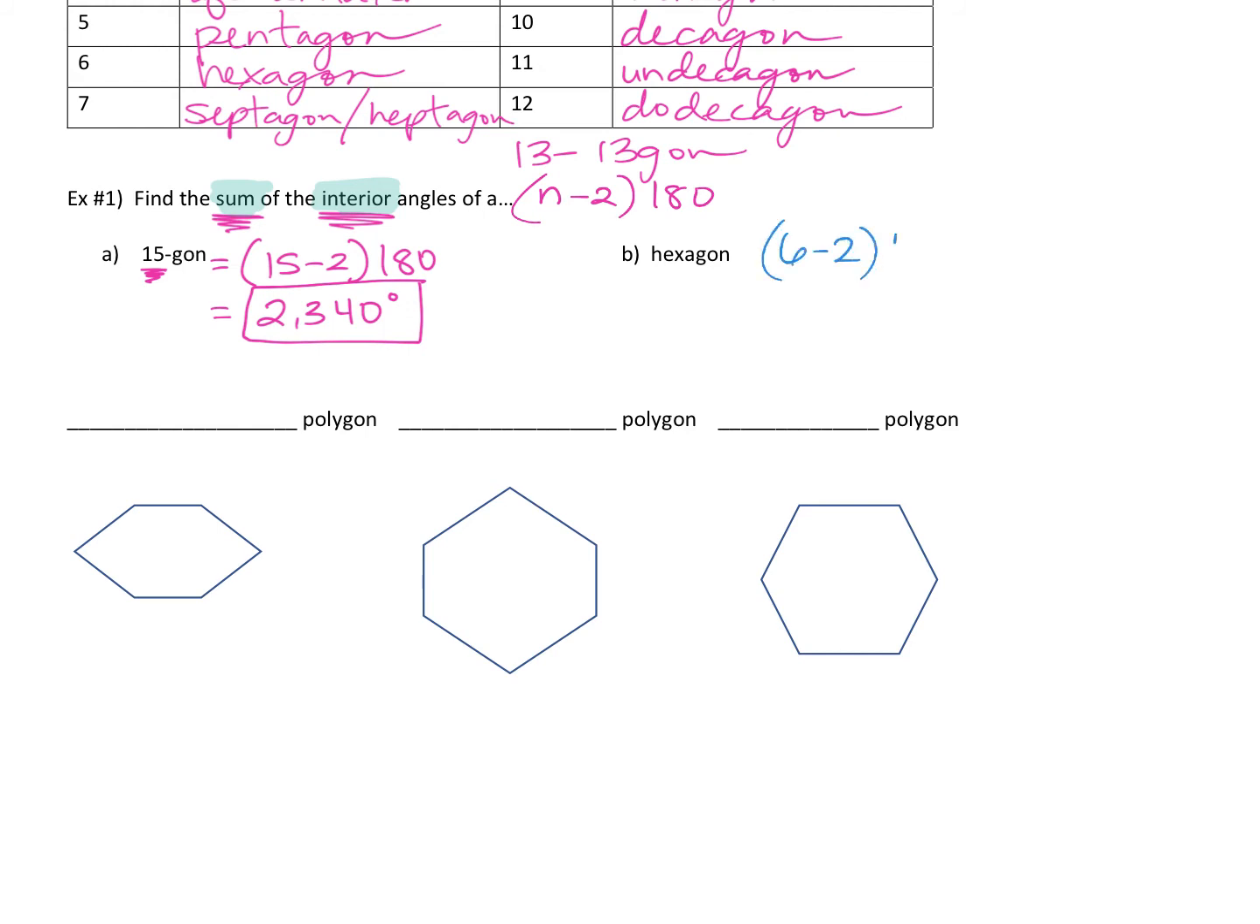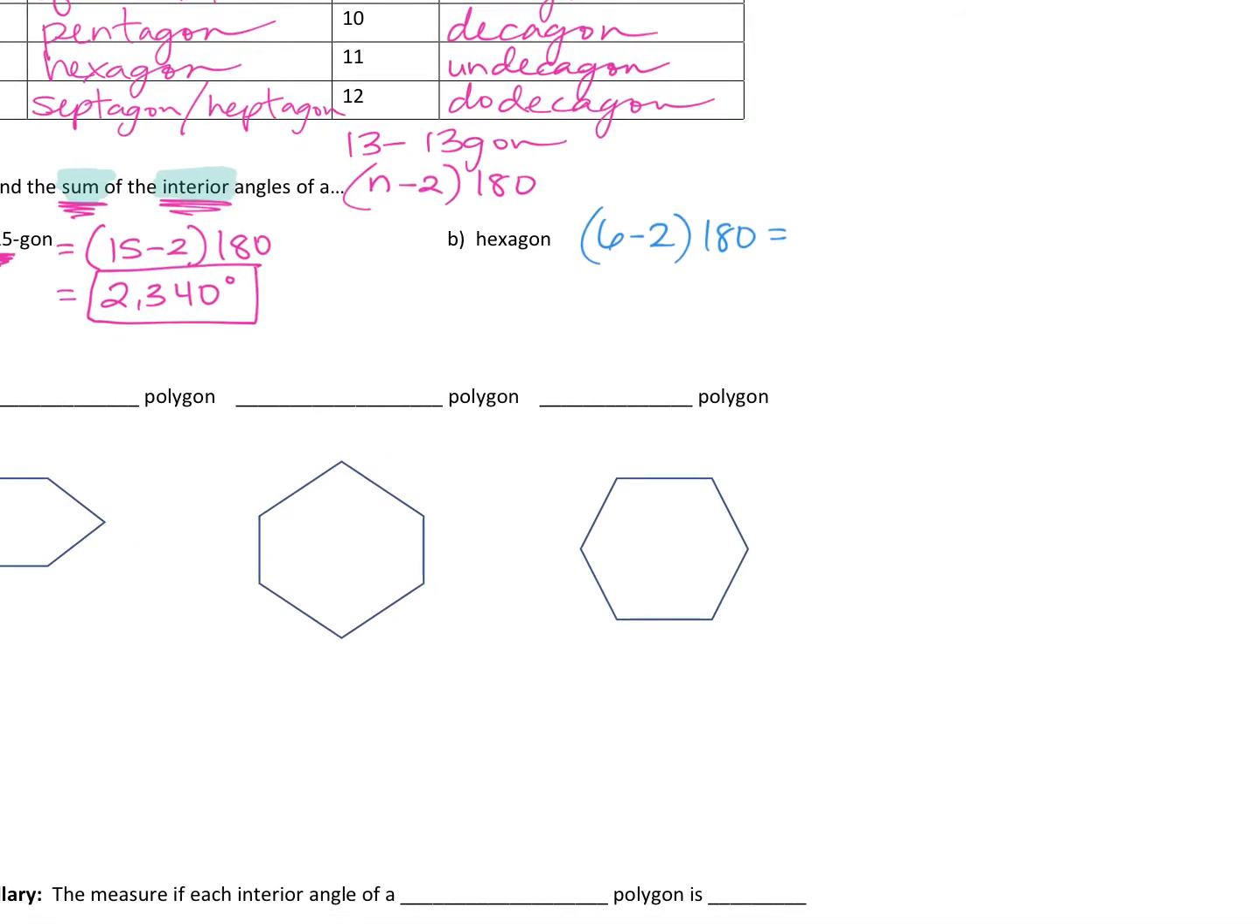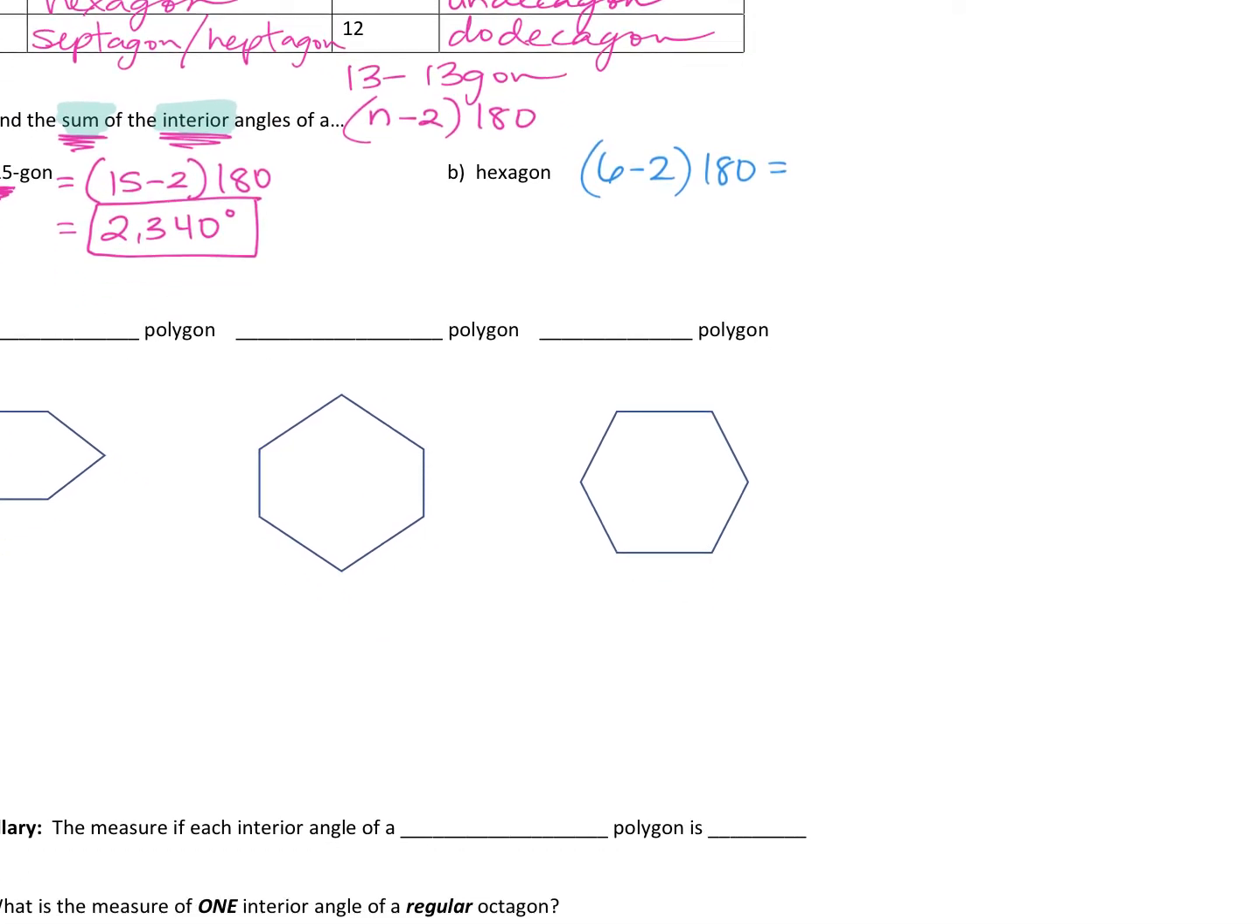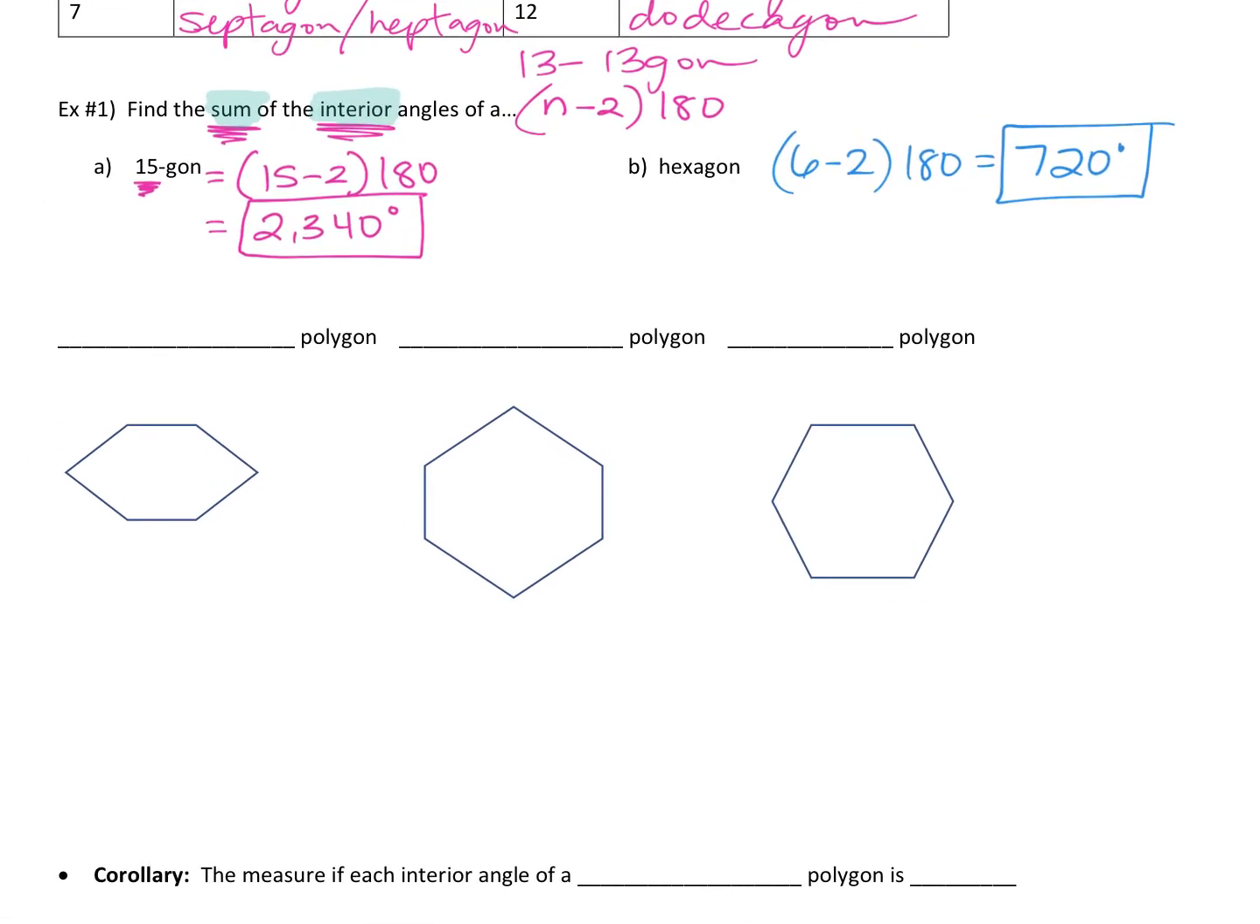6 minus 2 times 180. And hopefully you'll get real used to these numbers. Eventually, when people ask me what's the sum of the interior angles of a pentagon, I'm like 540. You're just going to memorize it because you're going to use it a lot. So what's the sum of the interior angles of a hexagon? It is 720. And it's 720 every single time for a hexagon. So if you want to memorize, go for it. You don't need to. But I would like to see n minus 2 times 180, just in case you do something wrong. That would be helpful. Any questions on that? So that's the sum of the interior angles, okay?